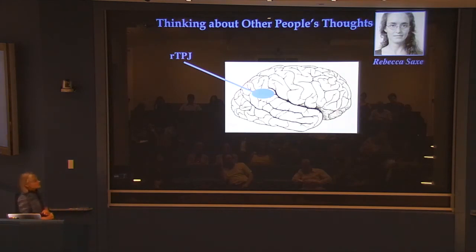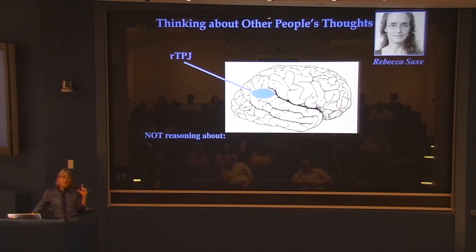ago, Rebecca Sachs has been studying a bunch of brain regions, but especially this one shown very schematically here, the right TPJ. And that region responds very strongly when you do any task that requires you to think about what another person is thinking. And what's astonishing about this region and about Rebecca's data is the specificity of that response. So she's tested a large number of other conditions.